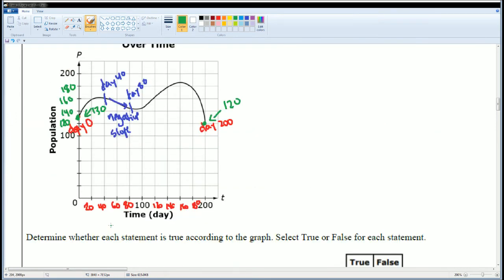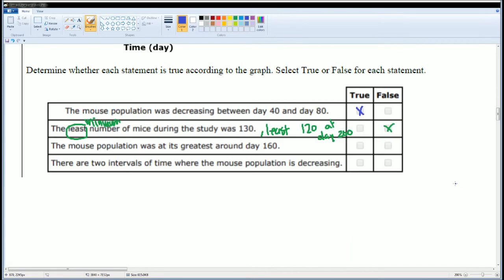Okay, so we have one interval right here, from day 40 to day 80, where it is decreasing. Then we also want another interval where it's also decreasing. So this is positive slope. Oh, here it looks like this is also negative slope, from day 160 all the way here to day 200. And we would see that this is decreasing. Yep. So I would actually say this is true.